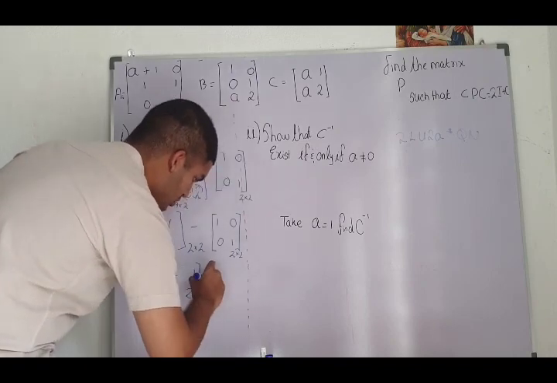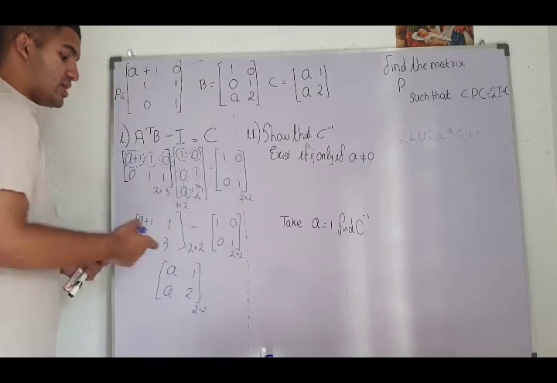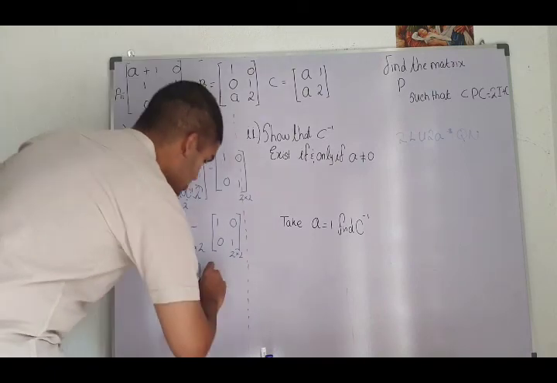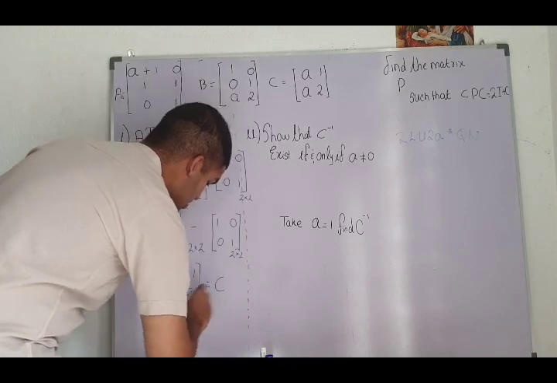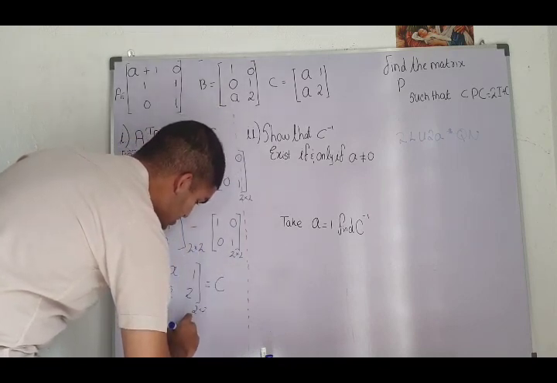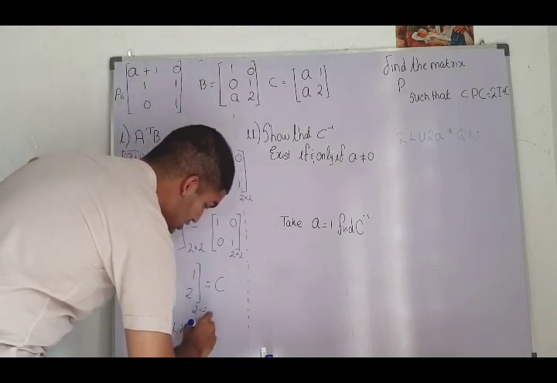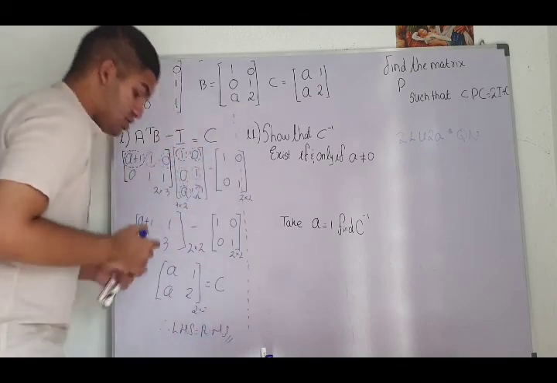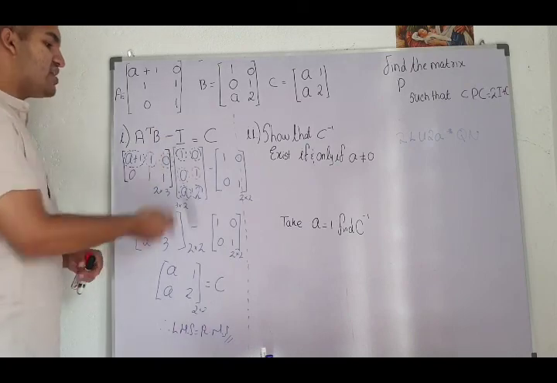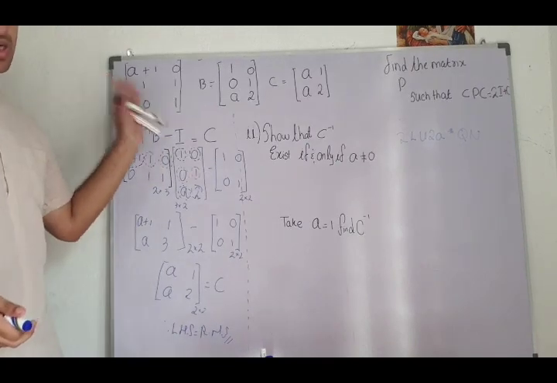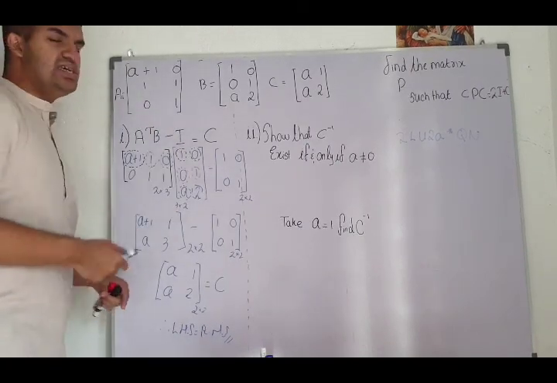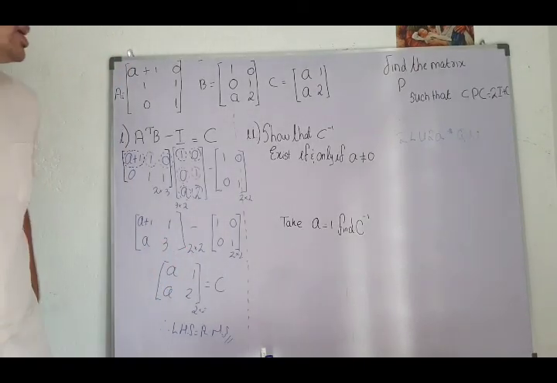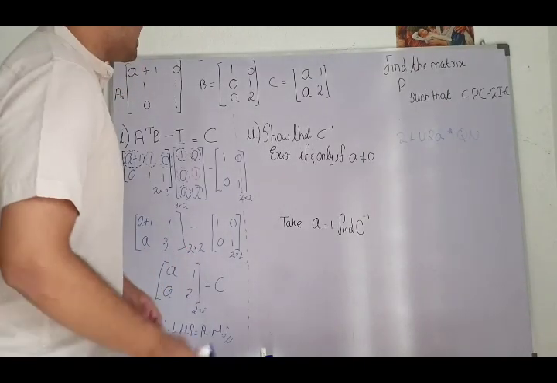2 into 2 minus, okay, so this is the final matrix that you get. So this is equal to C. So LHS equals RHS. Now we have proved the very first question that they have asked. You will get about 10 marks or something for this. And let's get on with the next question.